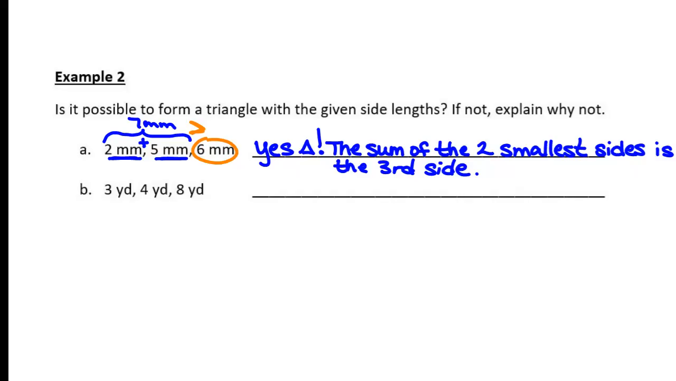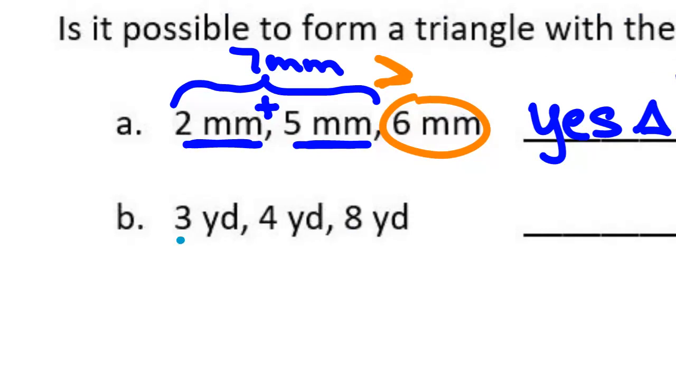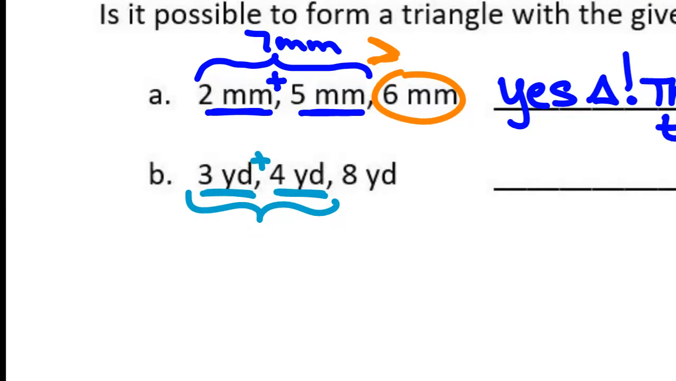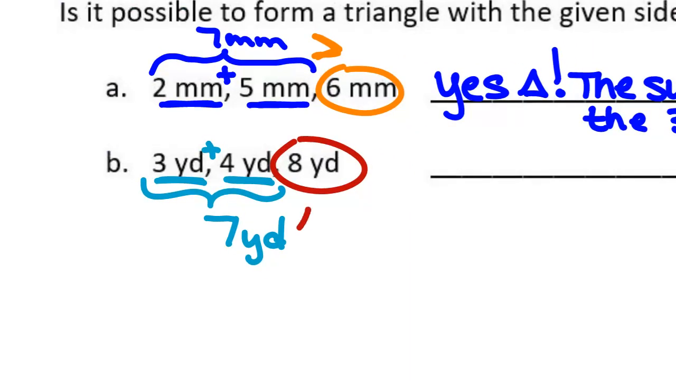What about with B? What are my 2 smallest sides? 3 and 4. So I'm going to take 3 and 4. I'm going to add those together. And what do I get when I do that? I get 7. When I compare 7, the sum of the 2 smallest sides, to my biggest side, which is 8 yards, is it greater than, less than, or the same as? Less than.